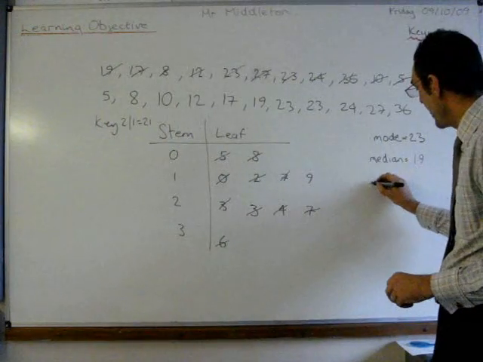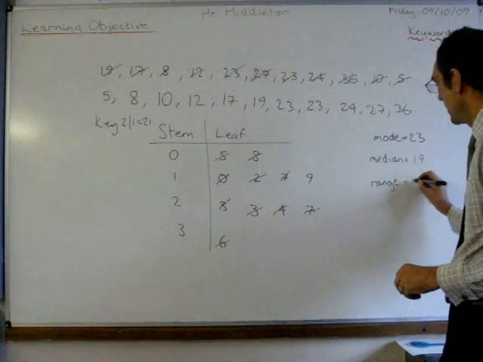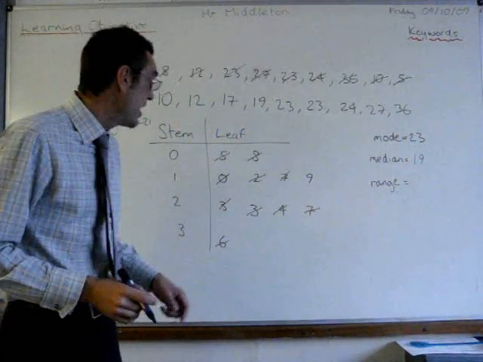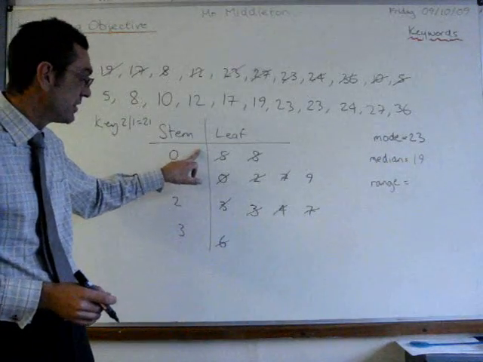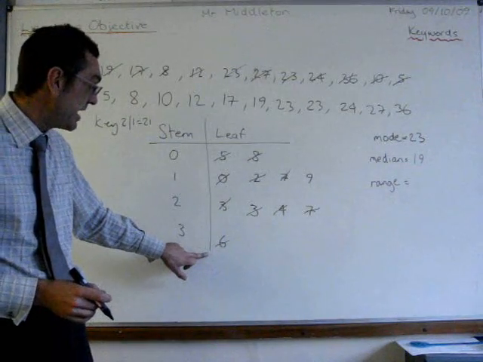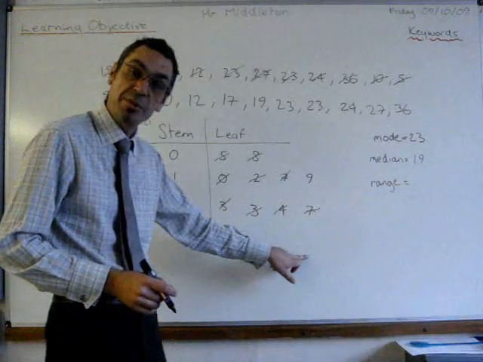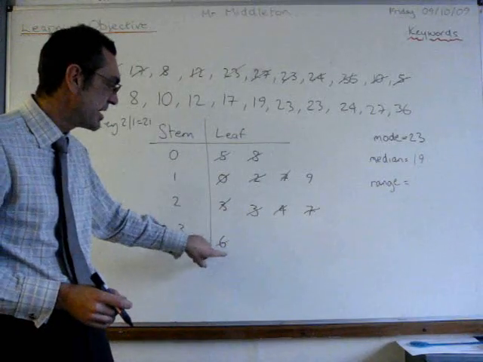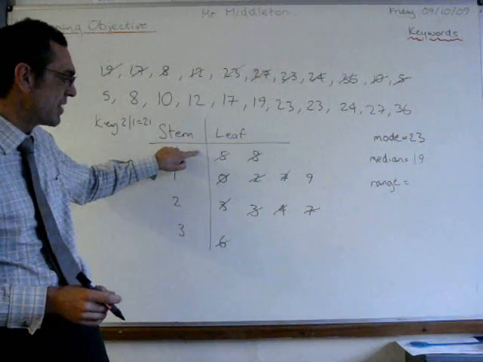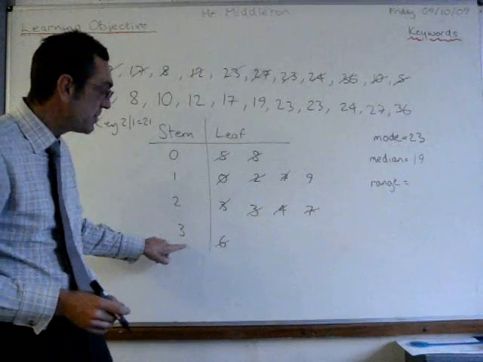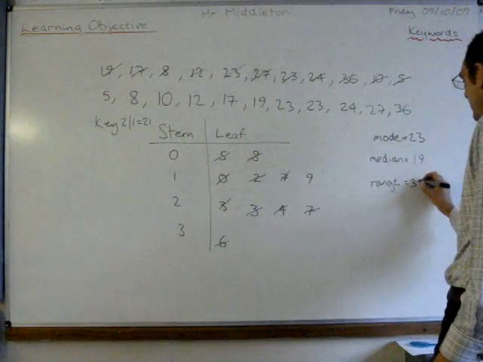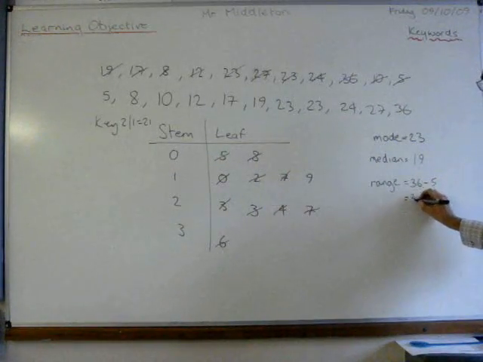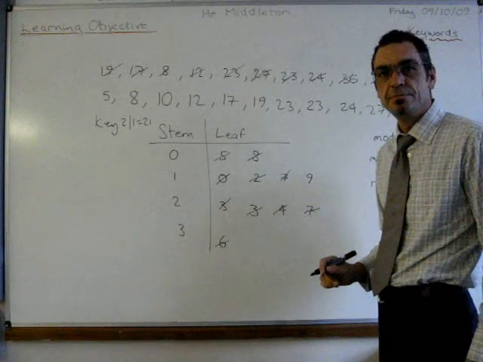And your range is the biggest number, take away the smallest number. Quite easy on a stem and leaf diagram, because you start with the smallest number in the top left, and you'll finish off with down here will be your largest number. Obviously if you have more numbers, it'll be down in the bottom right hand corner. So top left and bottom right. Biggest take smallest, so we take the bottom right number and subtract this number up here. So I've got 36, remember to put your stem in. Take away 5, gives me a range of 31.